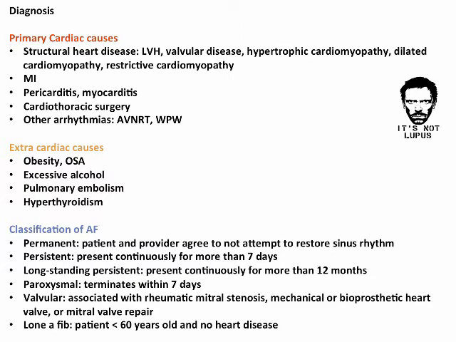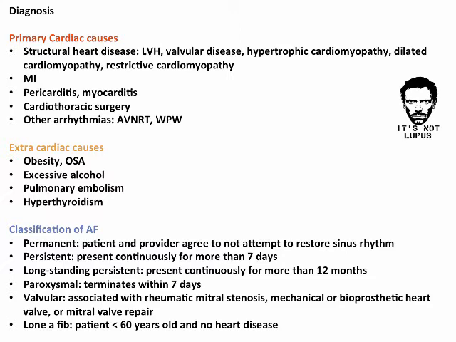There are several terms that are used to classify AF. First is based on the time period. So permanent means that the patient and the provider agree to not attempt to restore sinus rhythm, meaning that you expect the patient to be in permanent AF. Persistent means that AF has been present continuously for more than 7 days. Long-standing persistent refers to AF that has been present continuously for more than 12 months, and paroxysmal refers to AF that terminates within 7 days.